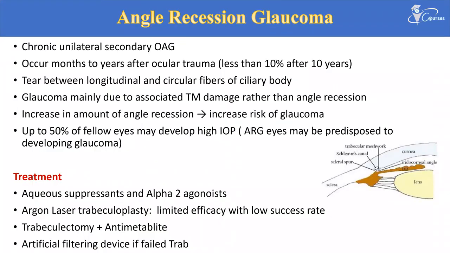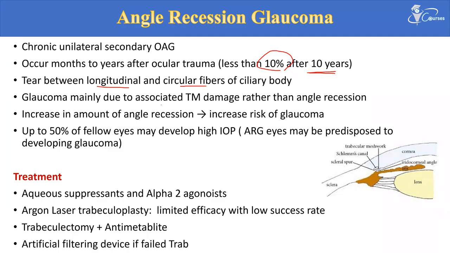Angle recession glaucoma is a chronic unilateral secondary open angle glaucoma. Usually it is underdiagnosed because you need to ask about the history, and the patient needs to remember the trauma, which may have occurred months to years earlier. It occurs in less than 10% of the population after 10 years from the trauma. The main pathology is a tear between the longitudinal and the circular fibers of the ciliary body.